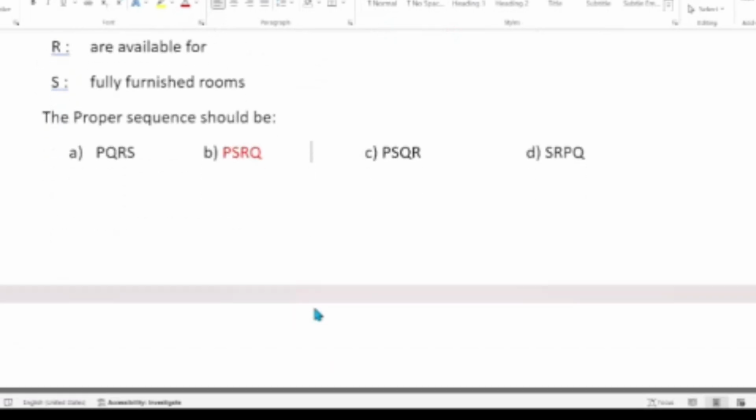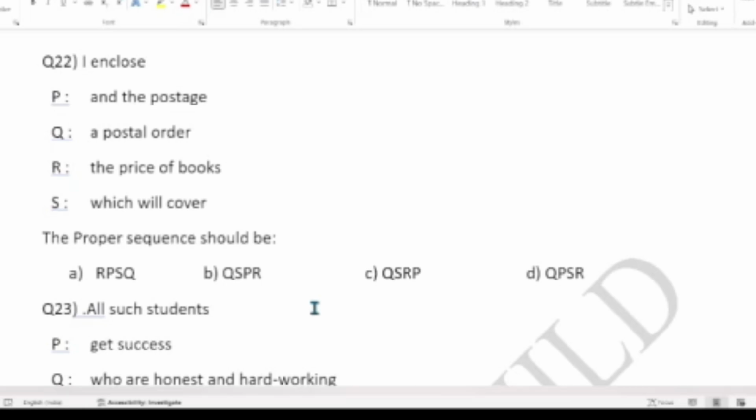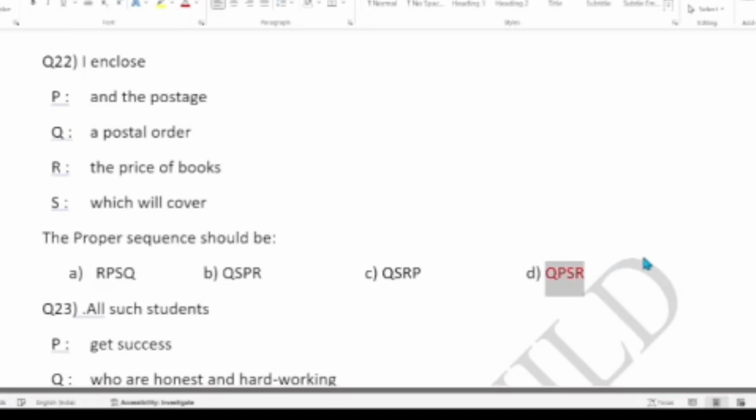Now we're talking about the second sentence. I enclose and the post is a postal order the price of books which will cover. So the correct answer of this question: I enclose a postal order and the postage which will cover the price of books. So option D is the correct answer of this question.